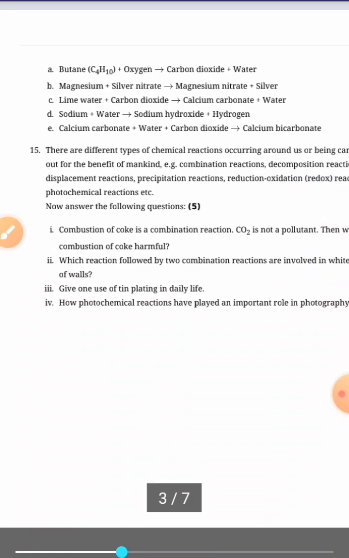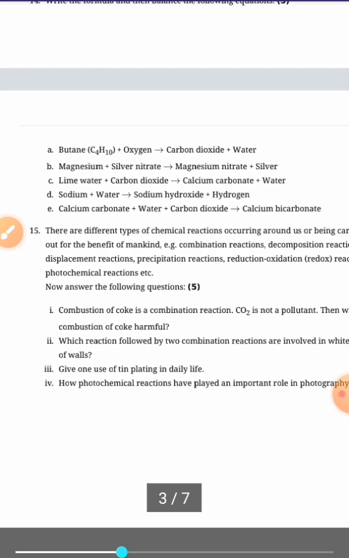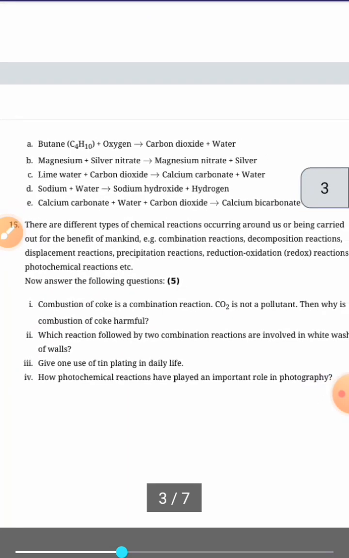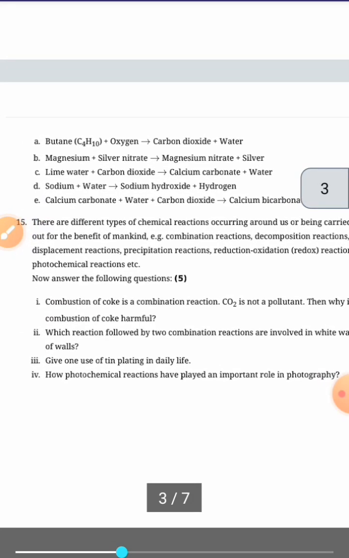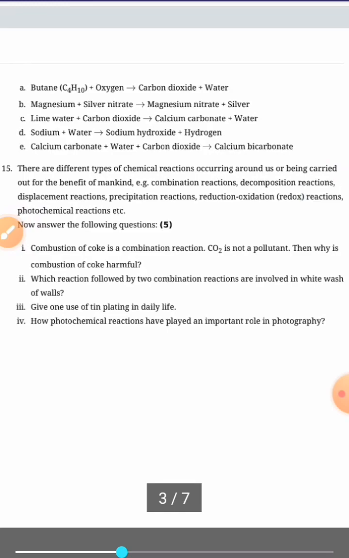There are different types of chemical reactions occurring around us, being carried out for the benefit of mankind: combination reaction, decomposition reaction, displacement reaction, precipitation reaction, reduction, oxidation, redox reaction, photochemical reaction, etc. Now answer the following question. The combustion of coke is a combination reaction. CO2 is not a pollutant. Then why is the combustion of coke harmful?